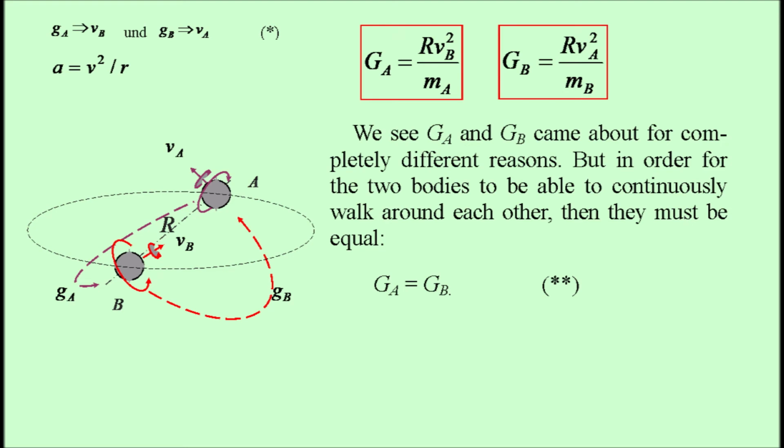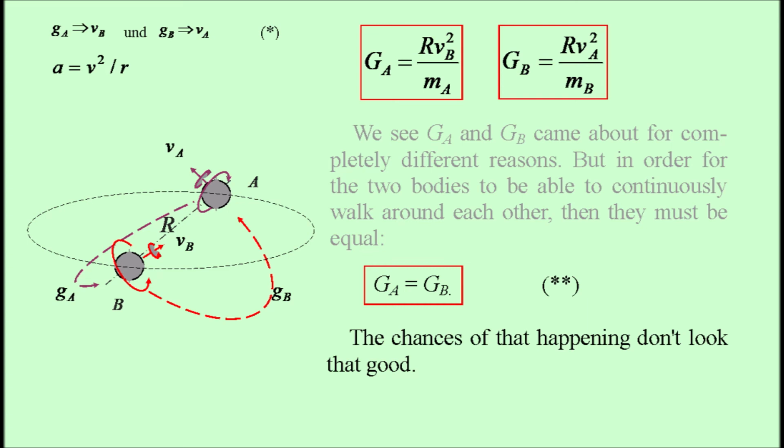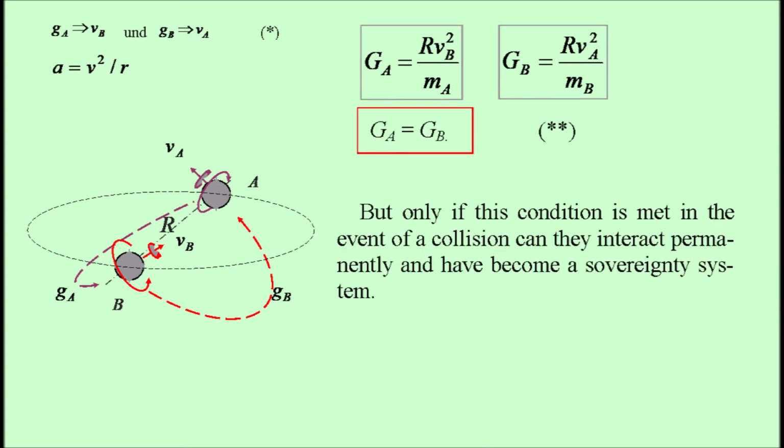We see Ga and Gb came about for completely different reasons. But in order for the two bodies to be able to continuously walk around each other, they must be equal. The chances of that happening don't look that good. But only if this condition is met in the event of a collision can they interact permanently and have become a sovereignty system.